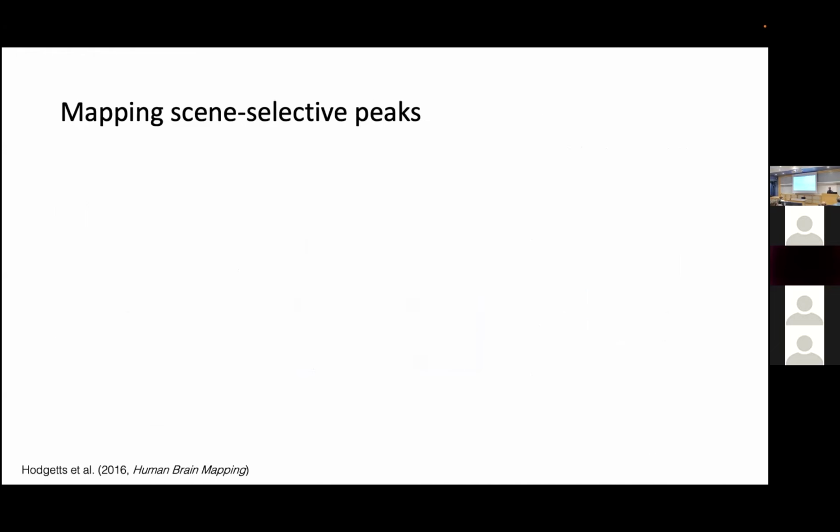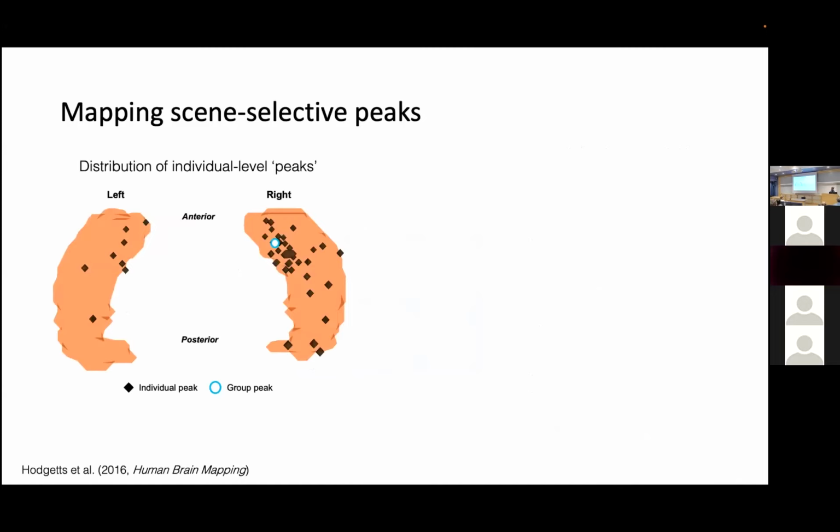But what was really interesting is when we started to map individual-level activity. We took individual scene clusters and plotted the peaks of these within the hippocampus. What we found is two things. Firstly, that these peaks are slightly variable across participants, which is interesting, but also that they tend to converge on this very specific anteromedial part of the hippocampus.